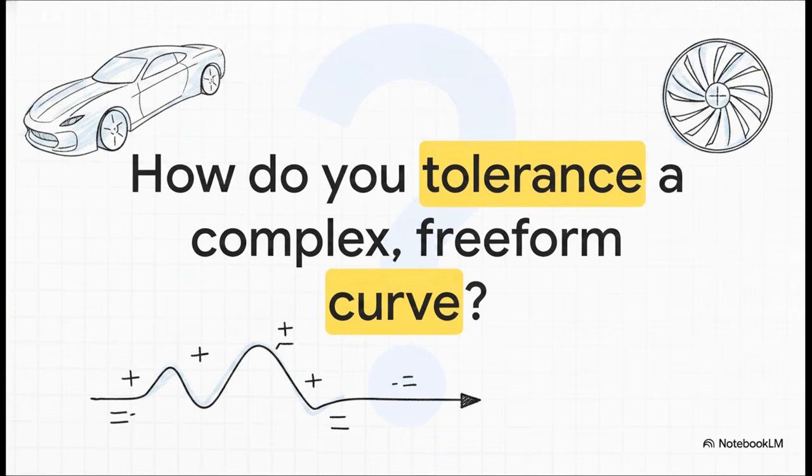The reality is, using traditional coordinate dimensions for something like this is, well, it's practically impossible. It's just way too ambiguous. You really can't just slap a basic bilateral tolerance on a sweeping curve and expect the manufacturer to know exactly what you want. We need something better. We need what is essentially the absolute Swiss Army knife of the ASME standard.